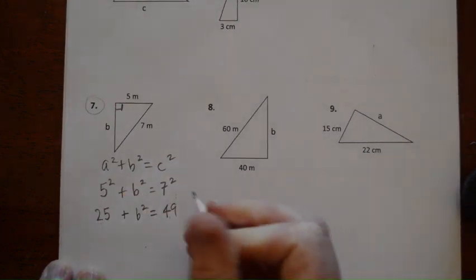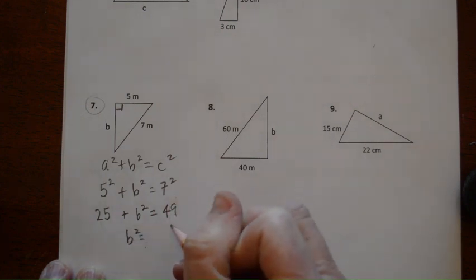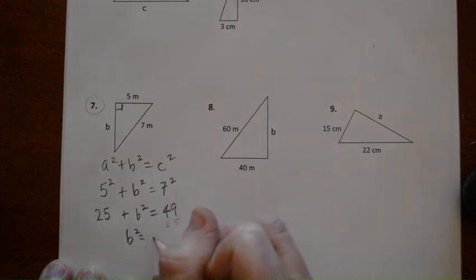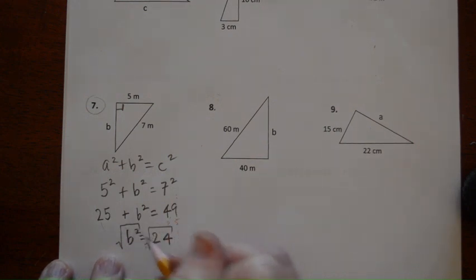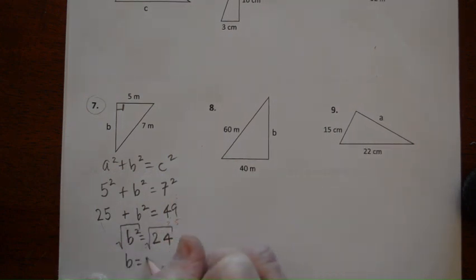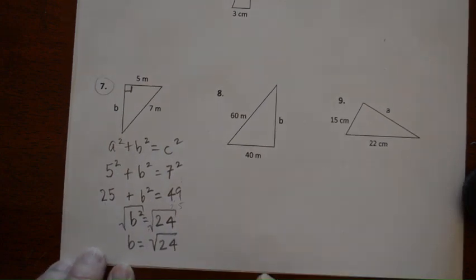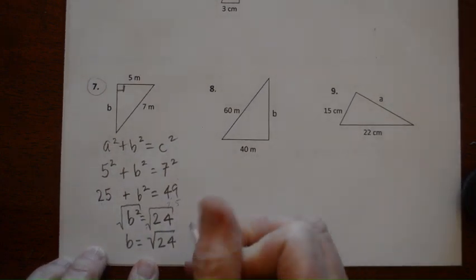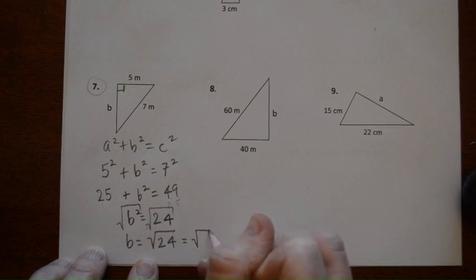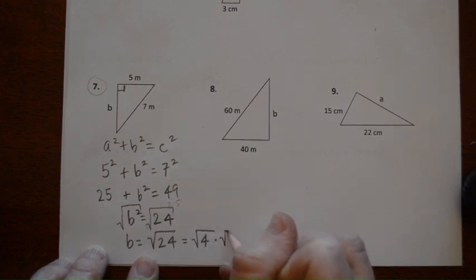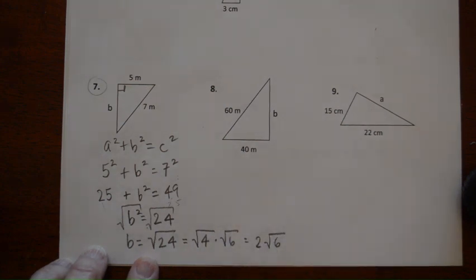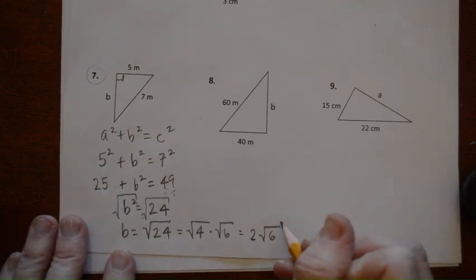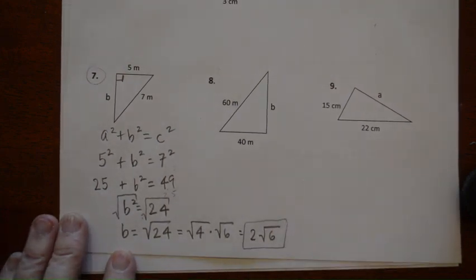I'm going to subtract 25 from both sides, so I get b squared equals 49 minus 25, which gives us 24. I take the square root of both sides, again because square root undoes squaring, so we end up with b equals square root of 24. Again, I need to break this down into two things, one of which is a perfect square, so I'm going to go with 4 and 6. Square root of 4 is 2, and square root of 6 is nothing that we're interested in. And so we would say that is our answer.